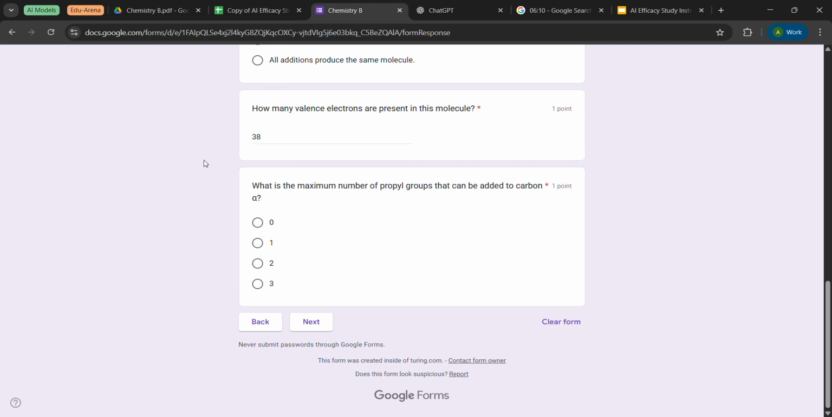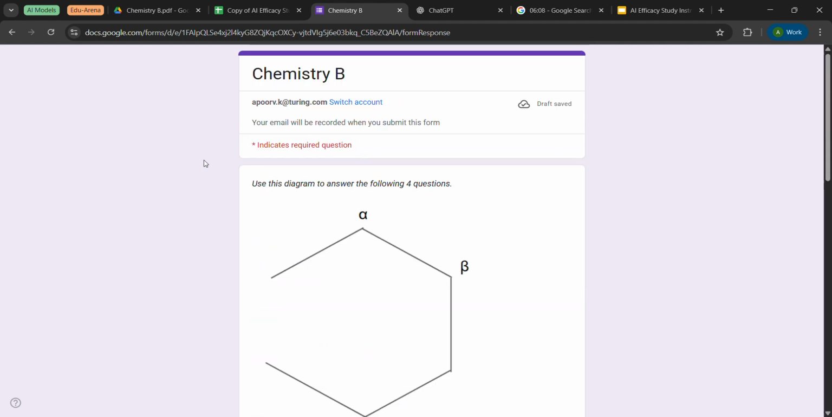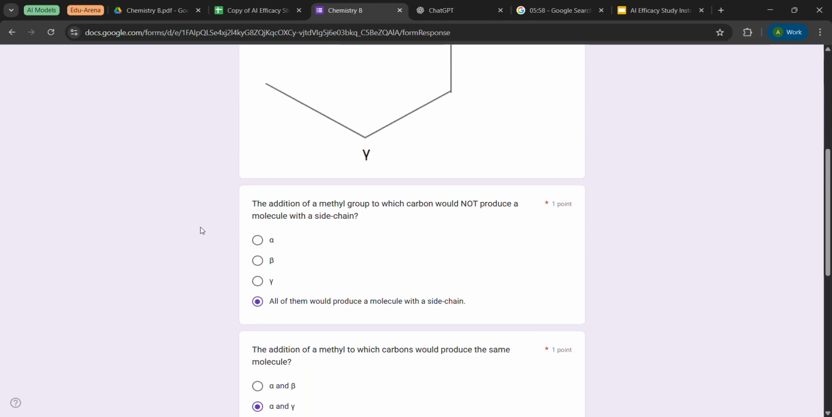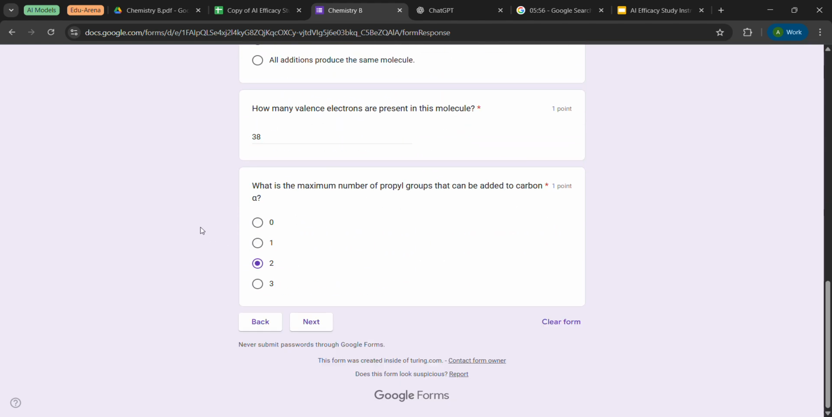What is the maximum number of propyl groups that can be added to carbon alpha? So alpha is connected with 2 carbon atoms. That means it can bond with 2 more if required. So I'm just gonna go with the answer, that is 2. I don't know whether this answer is correct or not, but I'm just gonna make a guess. Next.